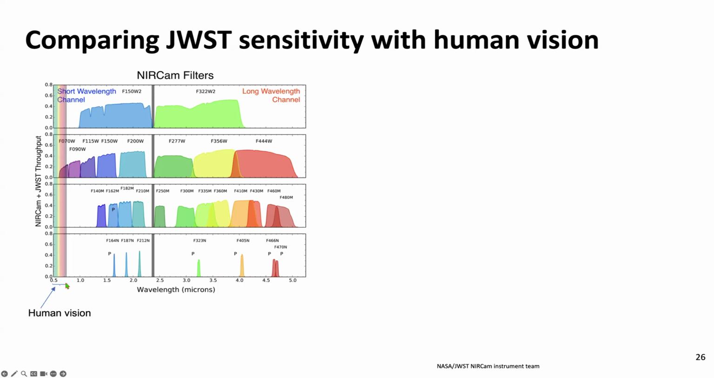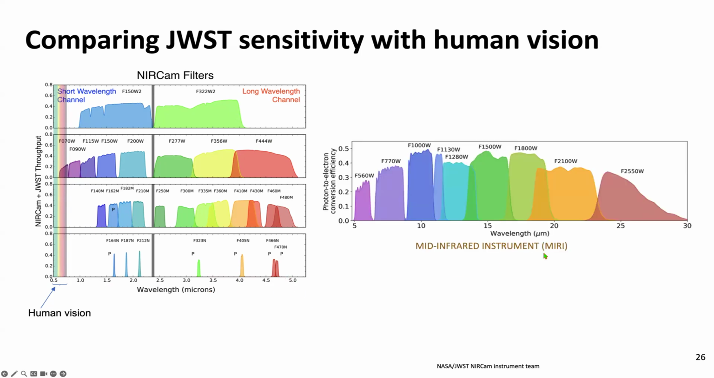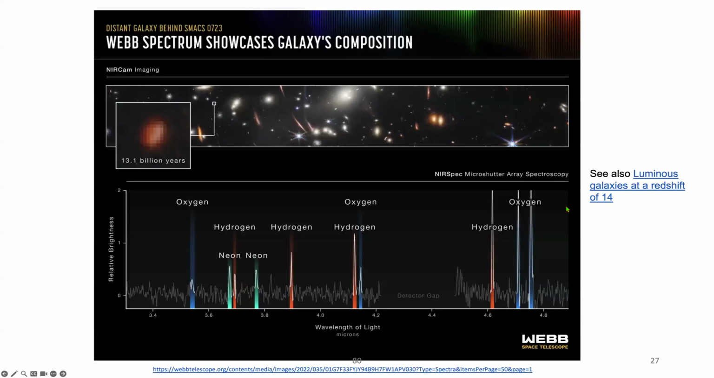So here's human vision, and virtually all of the Webb performance is in infrared channels or infrared wavelengths humans can't see. So this drawing goes out to 5 microns, well into the infrared. And then there's a different instrument that goes out to 30 microns, way into the infrared, and has its own filters. Now we can get into, let me check the time, we can get into some of the science that gets teased out from the Webb spectra.